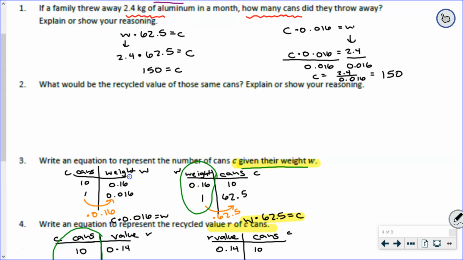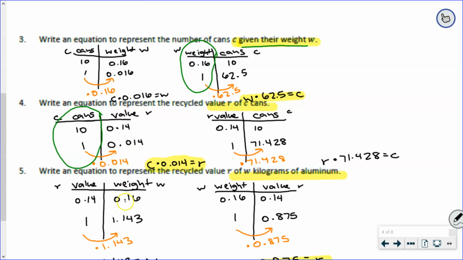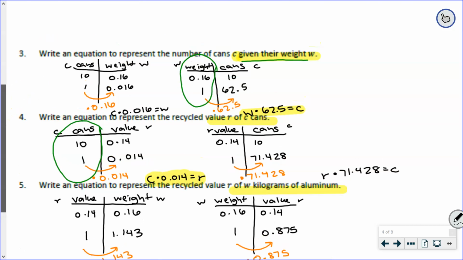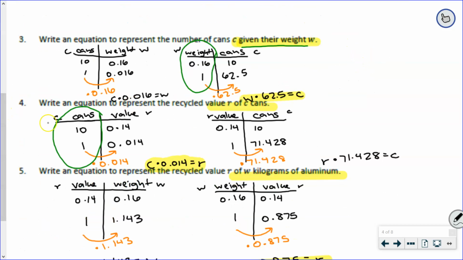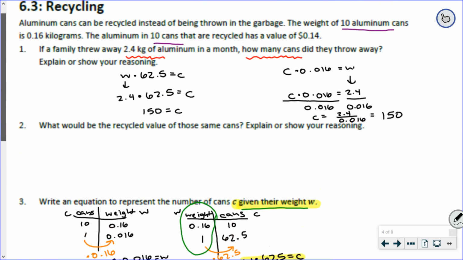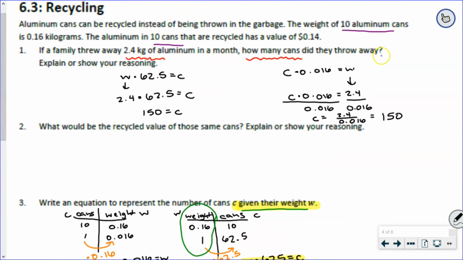No, as long as we chose the right category of equations, right? We're not going to be using weight and value when it's not asking for that information. As long as we're using the ones that relate weight and the number of cans, either equation you use is going to give you the correct answer. So how many cans? That would be 150 cans. Okay.